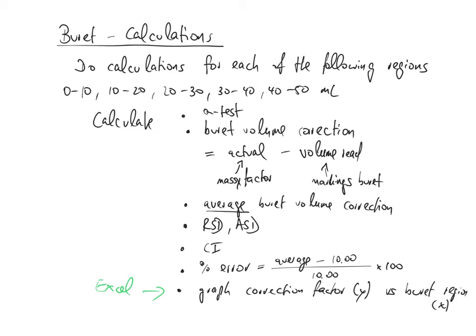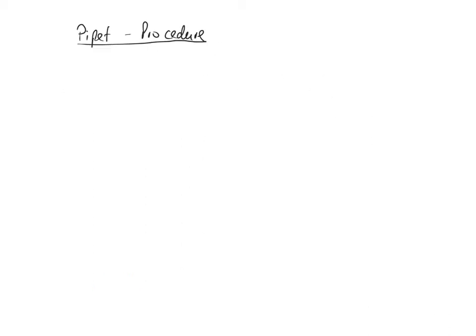Make sure to add this graph to your yellow pages, at least a sketch of it. The procedures for the pipette are very similar to the ones of the burette. We're going to have 5 ml and 10 ml pipettes that we use, and the indicated volume will of course be 5 milliliters or 10 milliliters. So how do we get the actual volume?